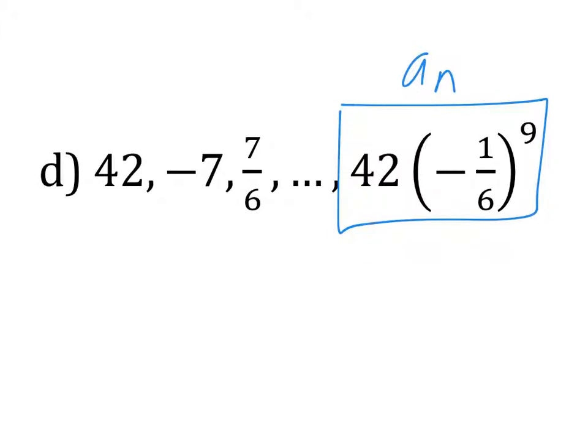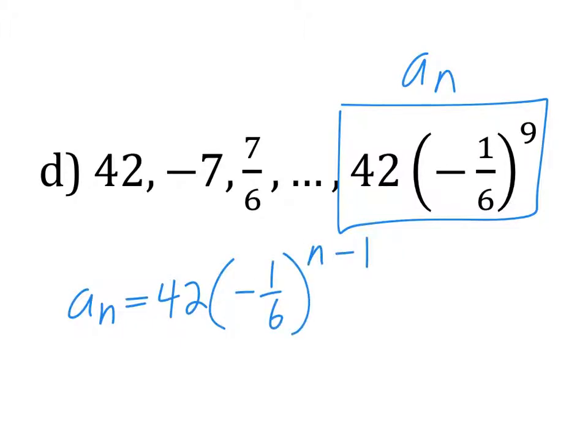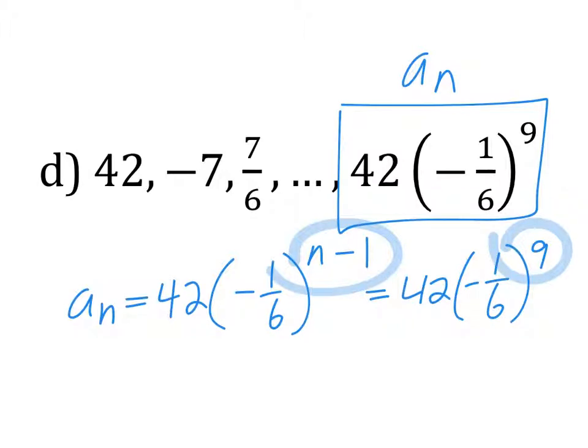Okay, so the explicit formula would be 42 times negative 1/6 to the n minus 1, which is equal to 42 times negative 1/6 to the 9. Everything looks exactly the same except this part, so then you just make them equal to each other. So n is 10.